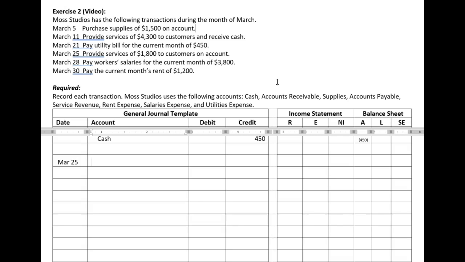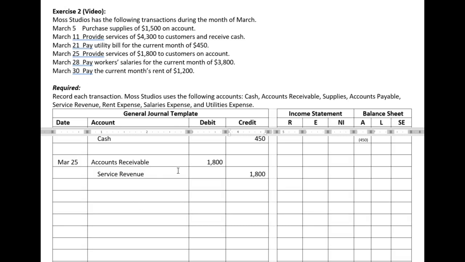To customers on account. Now remember, when we generate revenue, we have to understand it comes either in the form of cash, we receive payment, or our customers owe us money. When a customer owes us money, we call that accounts receivable. An account receivable is an asset, so we're going to debit accounts receivable for the amount in which our customer owes us. In this case, it's $1,800. Now, what do we need to credit? Well, we've already discussed that. We said that we earned revenue because we provided the service, so we get to credit service revenue here for that same amount, the $1,800.